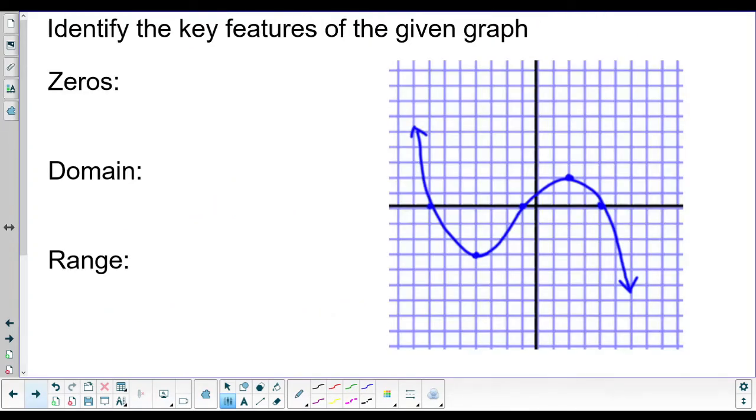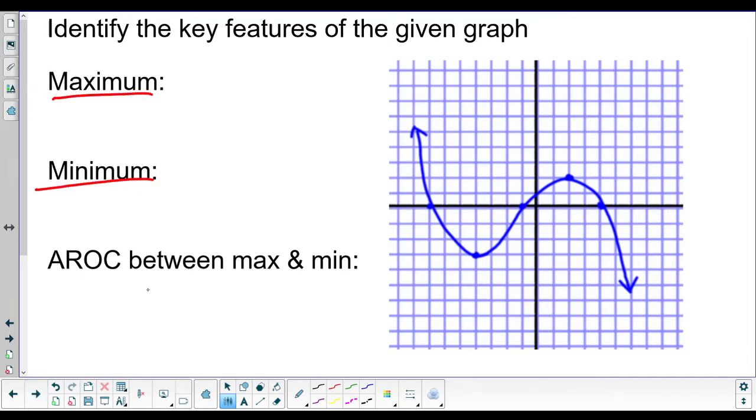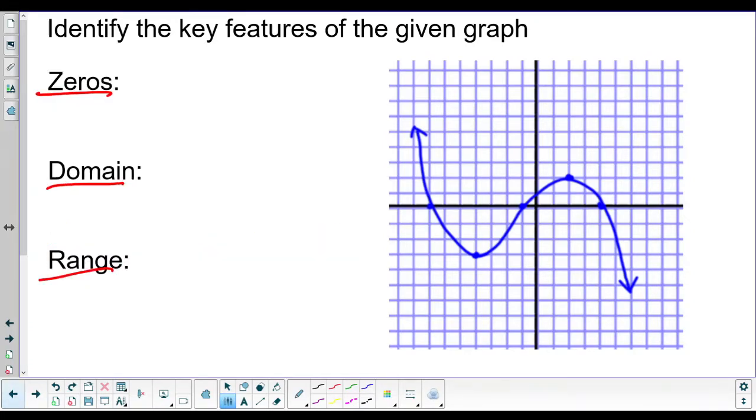The other thing you're going to be responsible for knowing is how to find all of the key features of a given graph. So we're going to have to look at a graph and find some stuff. The zeros, the domain, the range, the maximum, the minimum, and then the AROC. This is the average rate of change. There's a formula that I'll give you in a sec. Okay? So let's find all this information.